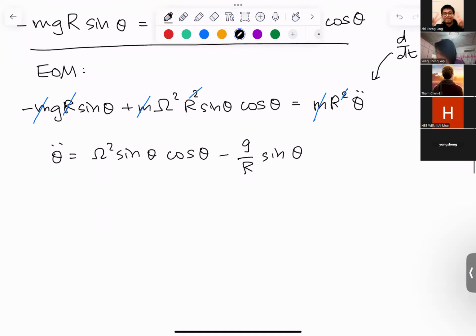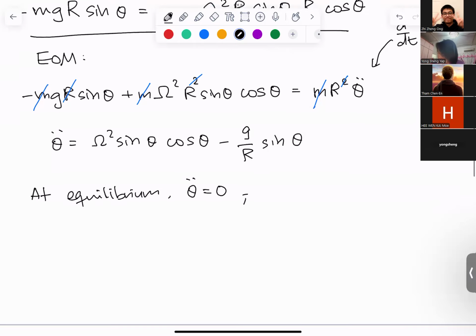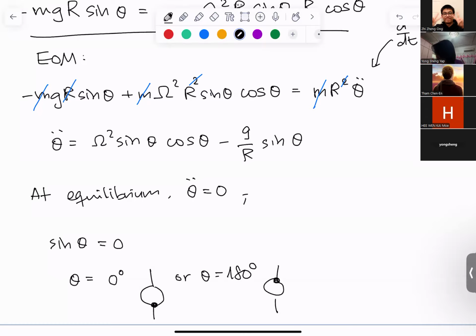All right. And at equilibrium, okay, theta double dot is equal to 0. There's no acceleration at equilibrium. So what you get is a few solutions. One of them is sine theta equals 0, which means that the bead is either exactly at 0 degrees, so it is at the bottom of the loop, or theta equals 180 degrees, and it is at the top of the loop.